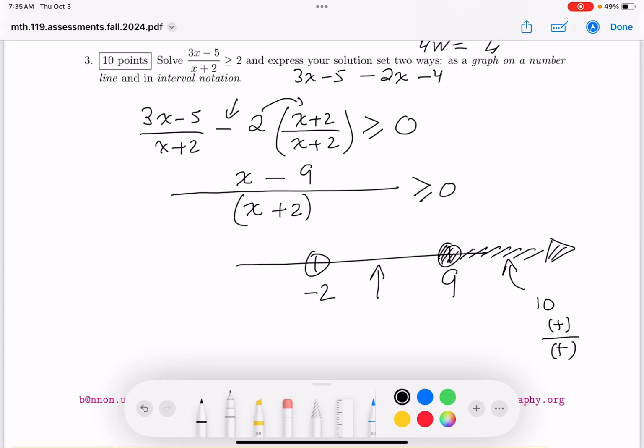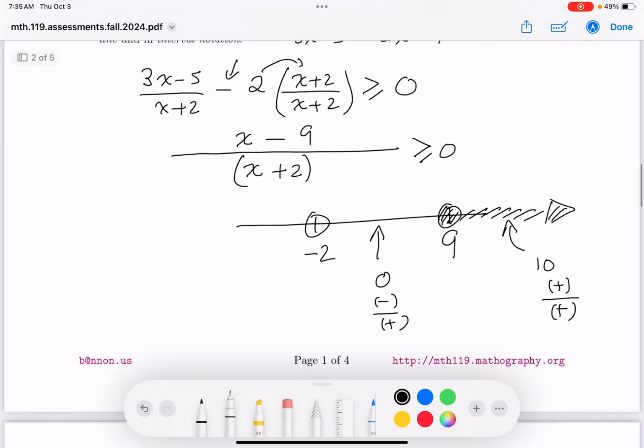I'm going to take a number over here. A good number to choose would be 0. If you plugged in 0, you get negative on top and positive on bottom, and that's negative overall, so I would not shade that in. Do not shade in -2, because that's a division by 0. But I do need to take a test point over here. I'll say -3. You get negative on top, and negative on bottom, which is positive overall.